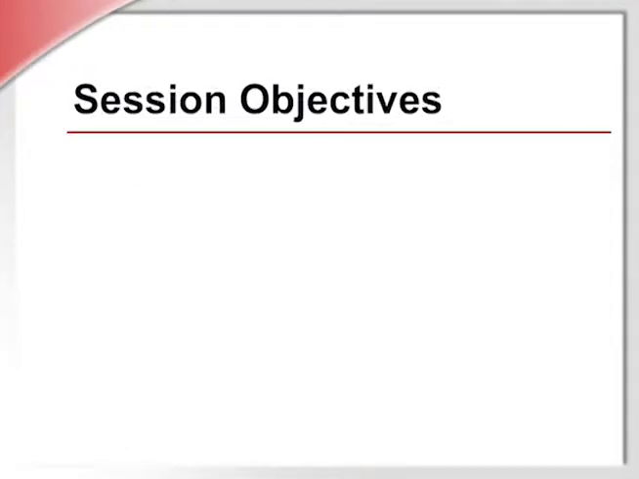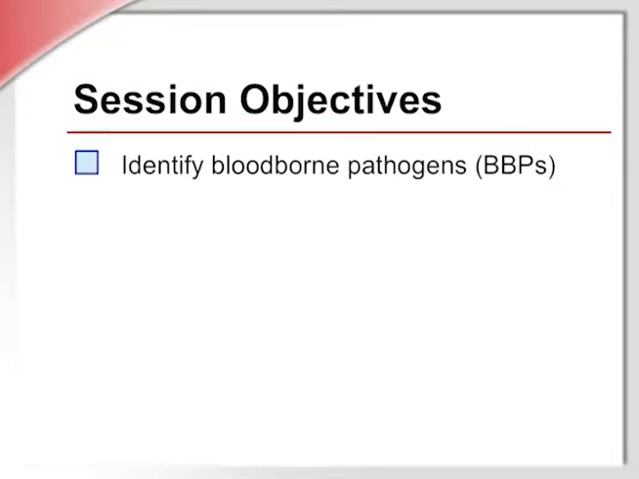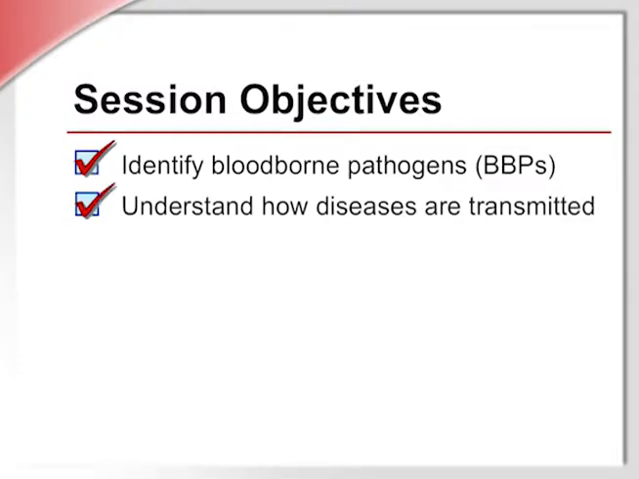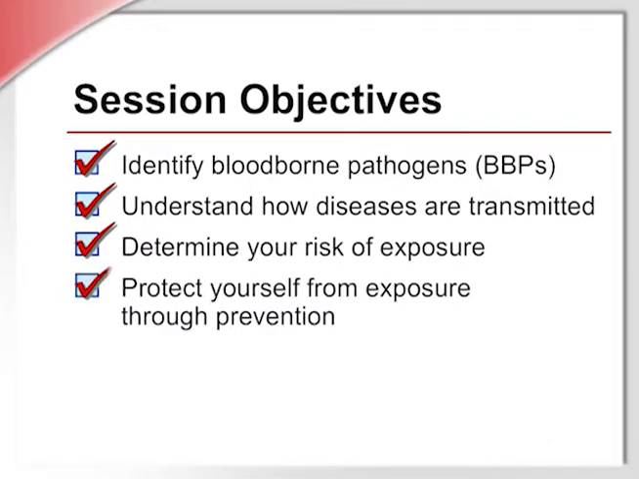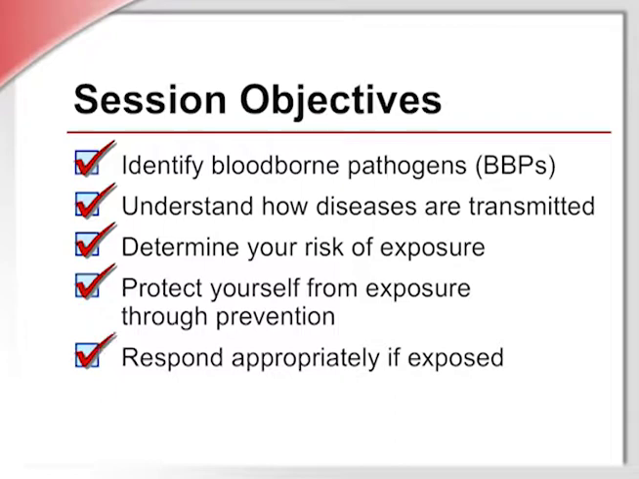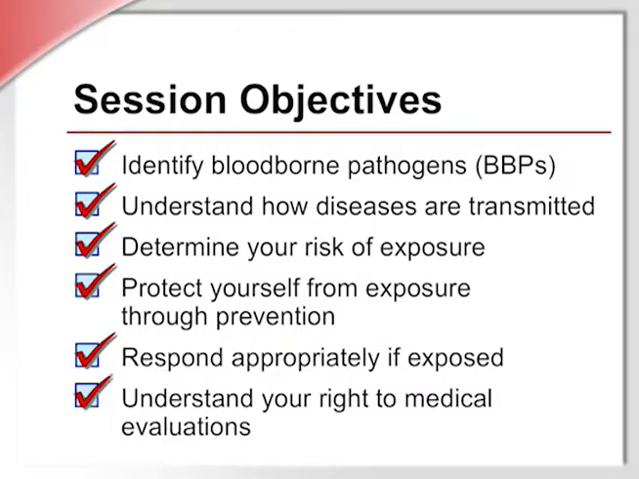The objectives of the session are to train you to identify bloodborne pathogens, or BBPs, that might be present in the workplace. Understand how certain diseases are transmitted through blood. Determine your risk of exposure to bloodborne pathogens in the workplace. Protect yourself from exposure through prevention and by following certain procedures if you are exposed. Respond appropriately if you are exposed to bloodborne pathogens. And understand your right to medical evaluations.